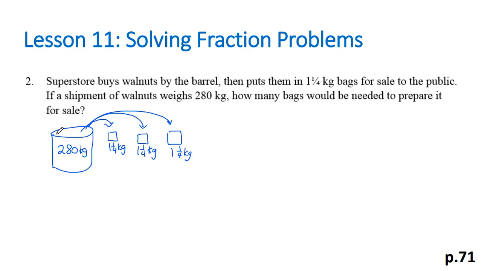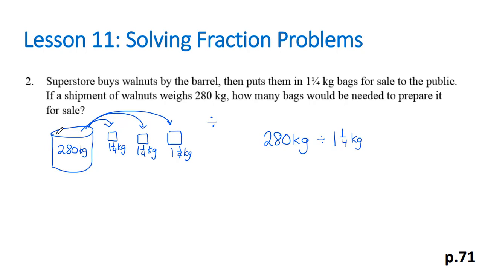How many bags would be needed to prepare this whole barrel for sale? So we can see that we're not just taking a chunk of the total, we're actually doing repeated removal of the walnuts from the barrel. And when we repeatedly subtract or take away, then we have division. So what are we dividing? We're dividing up the 280 kilograms, and we're dividing them into 1.25 kilogram bags.